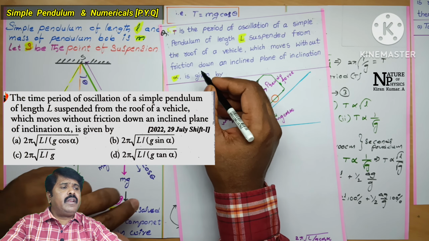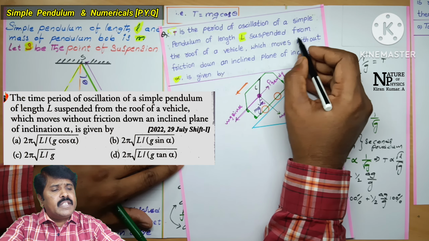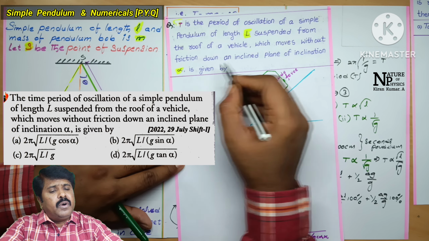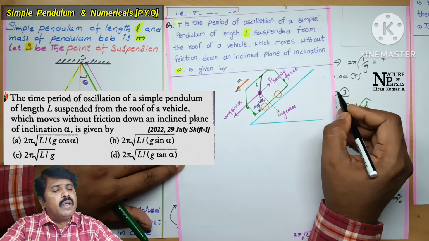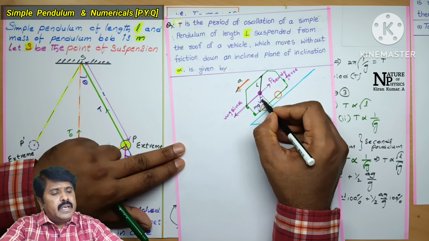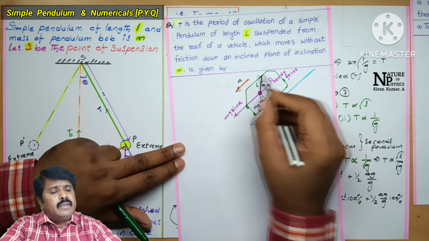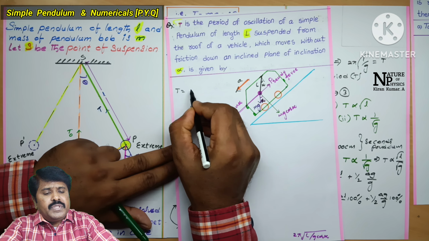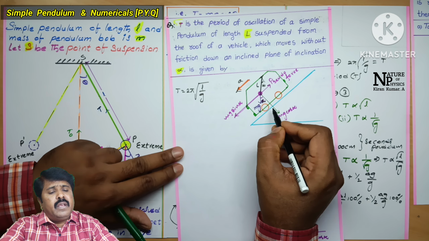So the first one: T is the time period of oscillation of a simple pendulum of length L, suspended from the roof of a vehicle which is moving without friction down an inclined plane. There is no friction, and the vehicle is moving downward with an acceleration A. Alpha is the angle of inclination given there. Here the time period is asked. The basic equation is T equal to 2 pi root over L divided by G, the time period of the simple pendulum under normal conditions.